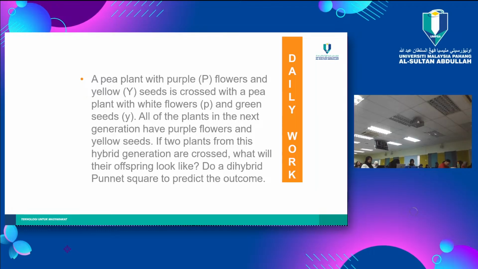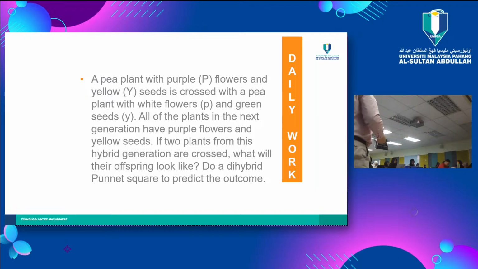So that means the parents, usually they are homozygous. Then only with that, all of them are going to be heterozygous, and this is going to give you the purple flowers and yellow seed.